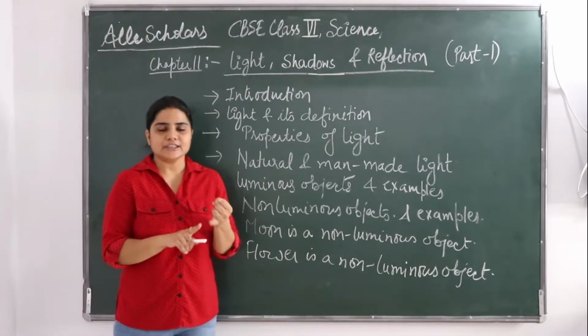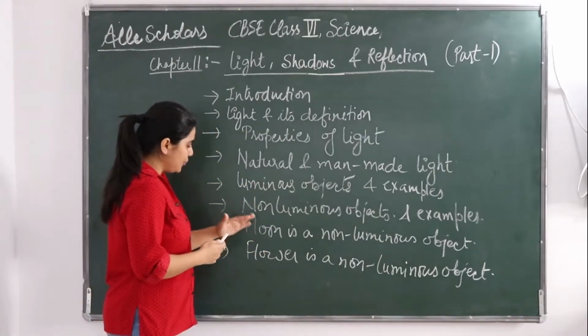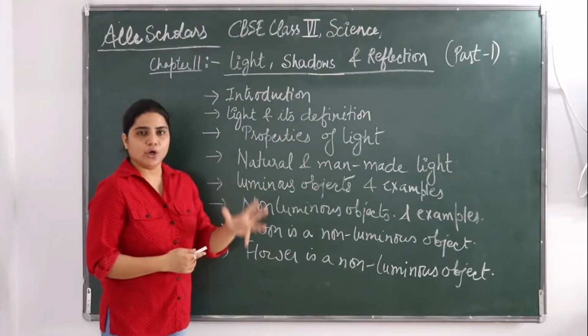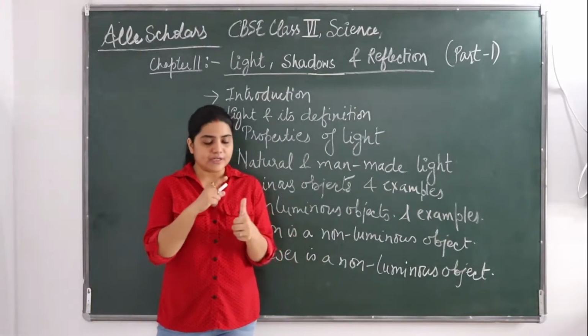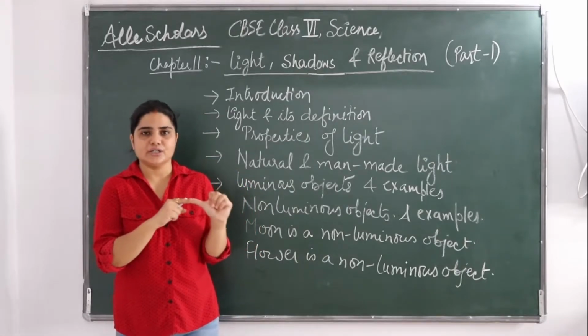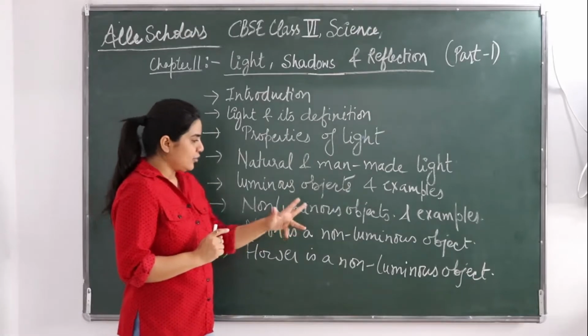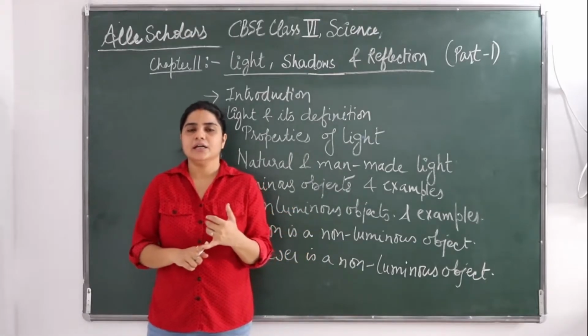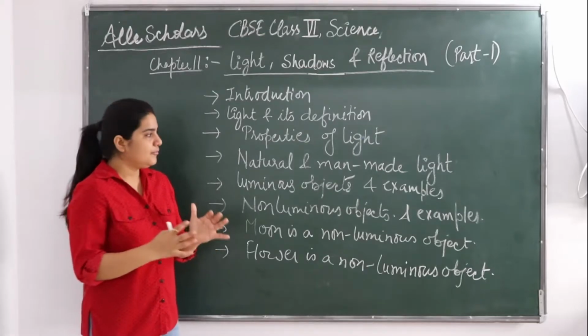We will have an explanation of points like the moon is a non-luminous object. Why is the moon a non-luminous object? If the moon is not having its own light, how does it shine? A flower is a non-luminous object. If a flower is not having its own light, how are we able to see flowers?